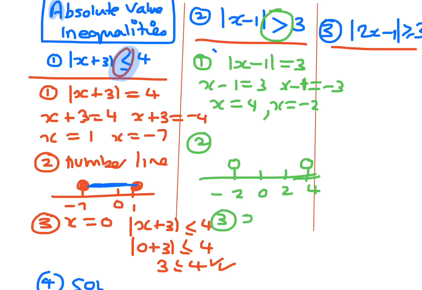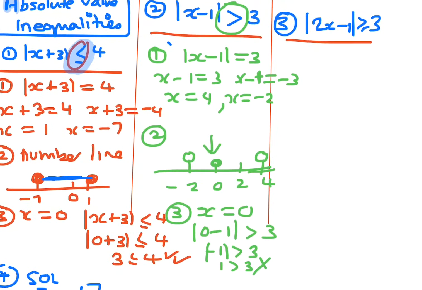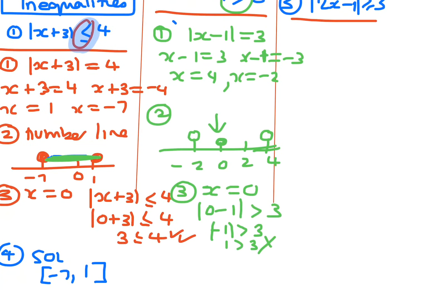Check where it's true by subbing in x equals 0. So if you go the absolute value of 0 minus 1 is greater than 3, that's 1 is greater than 3. No, it's not going to work. Do you notice that when it is a less than, it's in between? This also happened with the parabola. And when it is a greater than, it will be not in between. It ends up being either side.